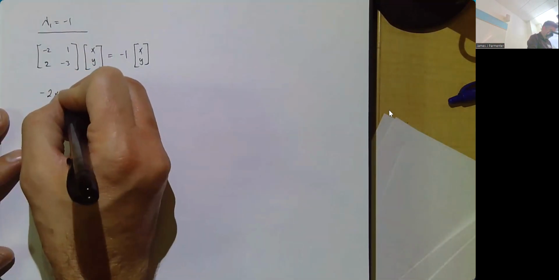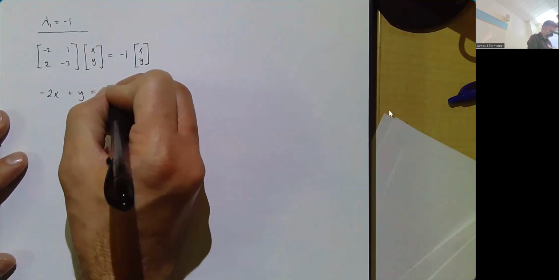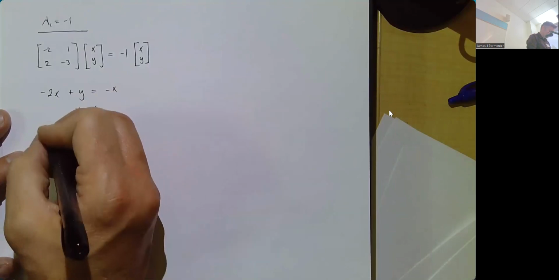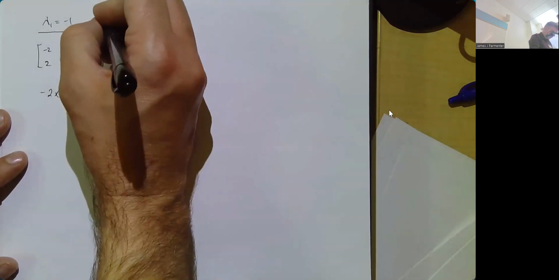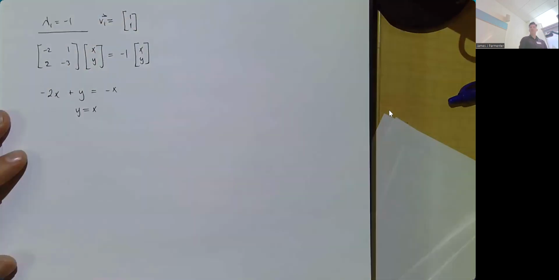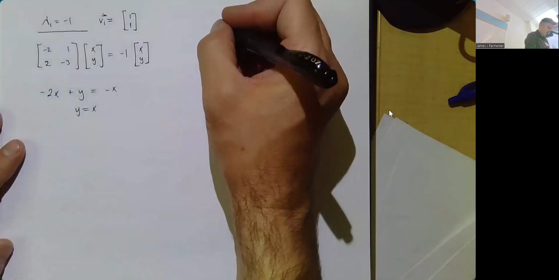-2 times x plus 1 times y equals -x. Add 2x to both sides, you get y equal to x. So your eigenvector is going to be (1, 1), or any multiple that you like, but we're going to pick (1, 1).